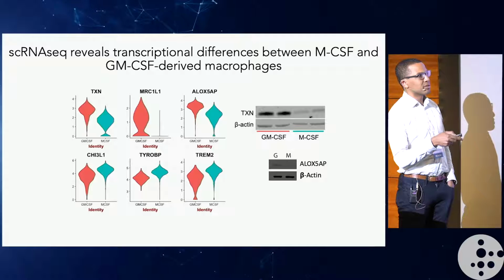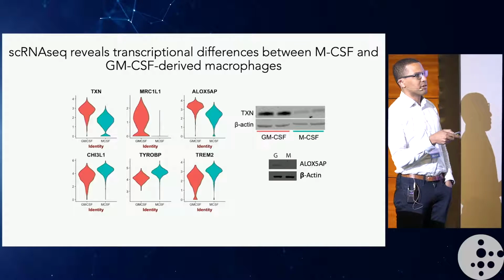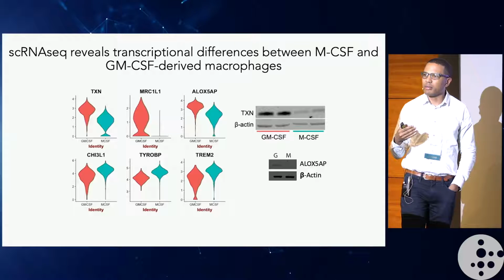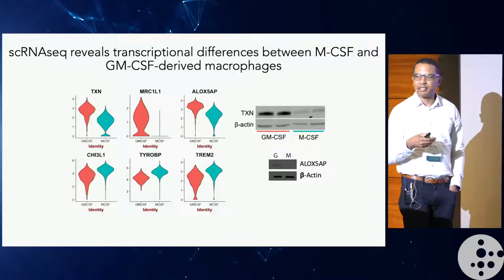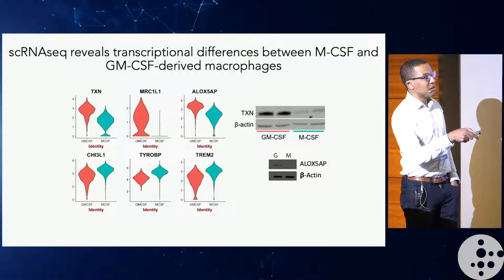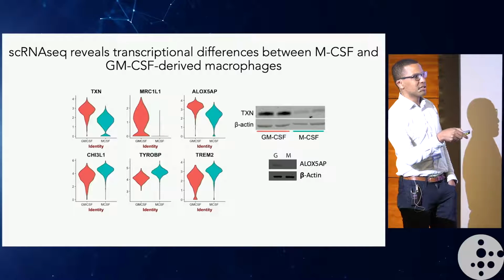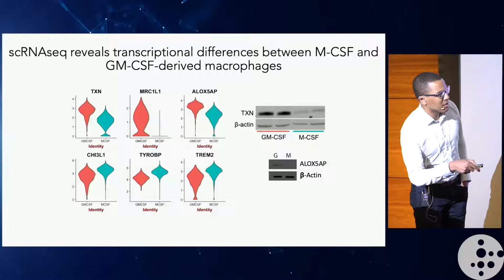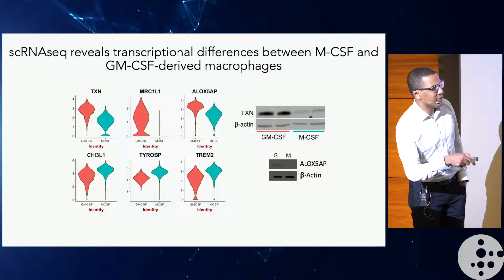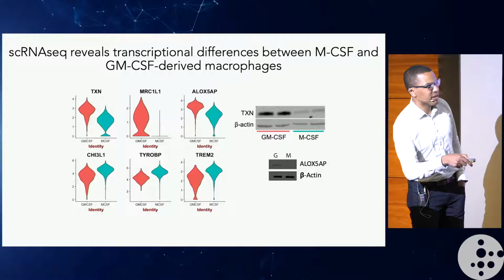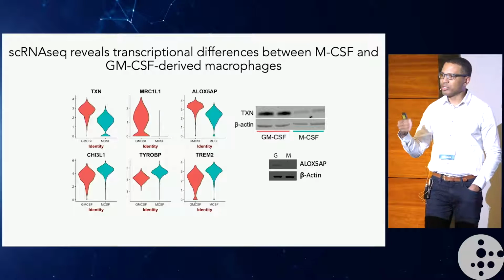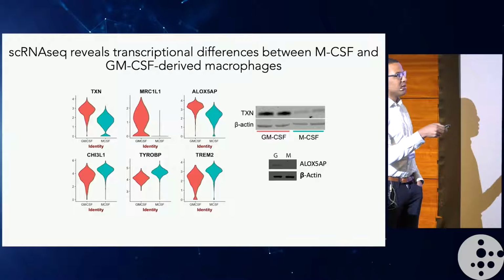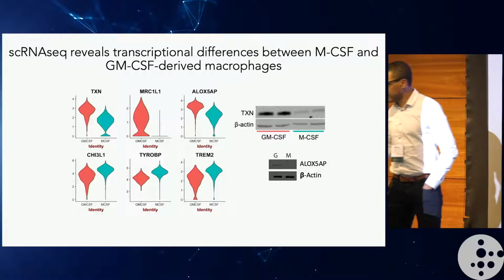So one of the genes that was highly enriched in our GM-CSF-derived macrophages was this gene thioredoxin, which we think is really telling us something about the oxidative state of the cells. And you can see that our single-cell RNA sequencing did a pretty good job of identifying a new marker. Now, it's not showing up super well here. We actually identified another marker. This is ALOX5AP, otherwise known as FLAP, which is really responsible for the production of inflammatory lipids. And you can see that also marks GM-CSF cells.